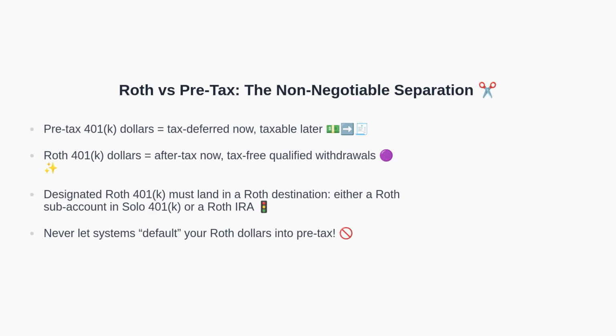Next, here are the mechanics. Pre-tax 401k dollars are contributed before tax and are taxable upon distribution. Roth 401k dollars are after tax and potentially tax-free at qualified withdrawal if handled correctly. Critically, designated Roth 401k dollars must be rolled into a Roth destination. That means either a Roth subaccount within the receiving solo 401k or directly into a Roth IRA. If the receiving plan does not support Roth contributions and a Roth subaccount, you must send the Roth portion directly to a Roth IRA. Never allow defaults or ambiguous instructions that could place Roth funds into a pre-tax account.